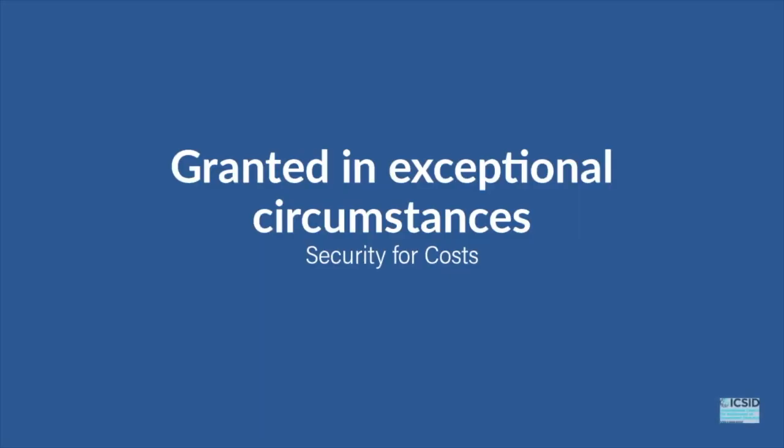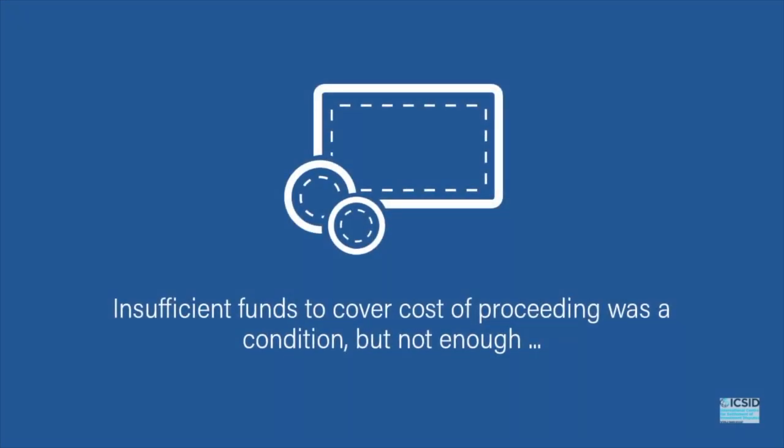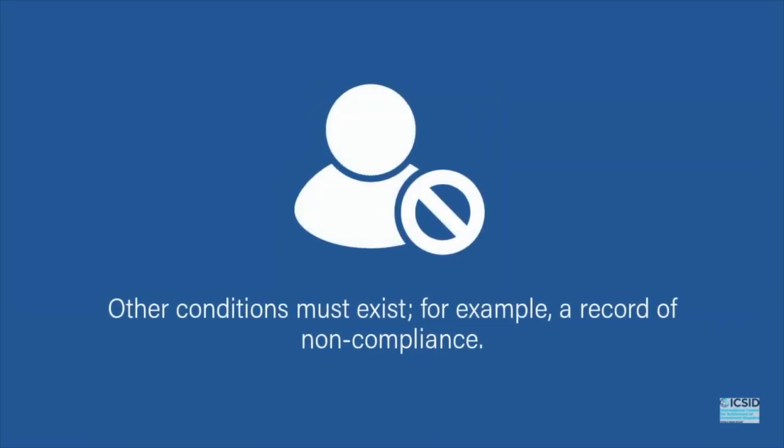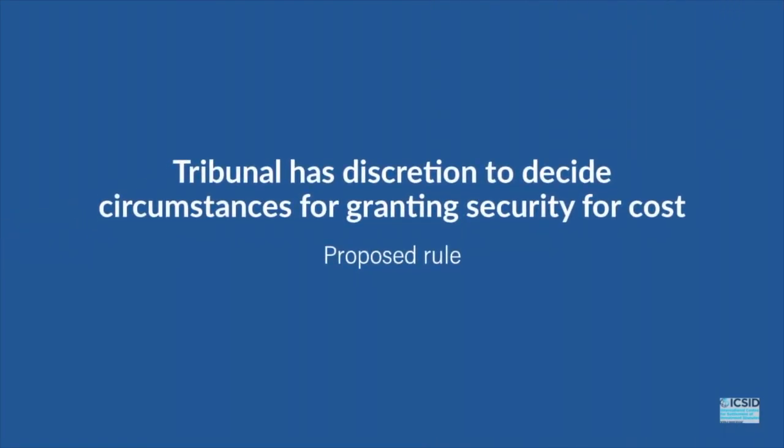Most tribunals dealing with security for costs have ruled that they would only grant security in exceptional circumstances. Insufficient funds to cover the cost of the proceeding was a condition but was not enough. The tribunal looked at other circumstances, for example, whether the party had a record of non-compliance. The proposed rule does not specify the other circumstances, including whether a party has third-party funding, and leaves that for the tribunal to decide.